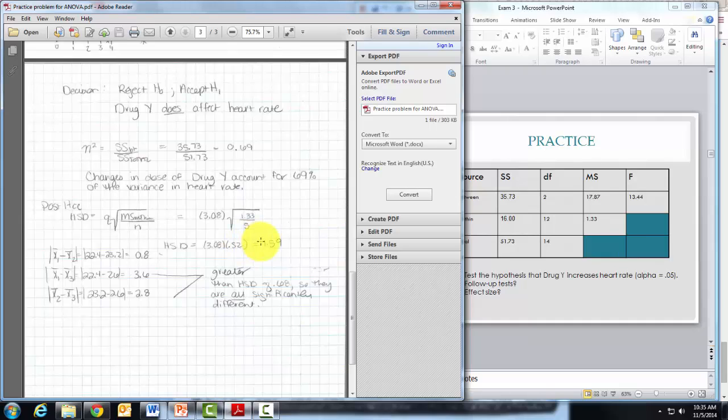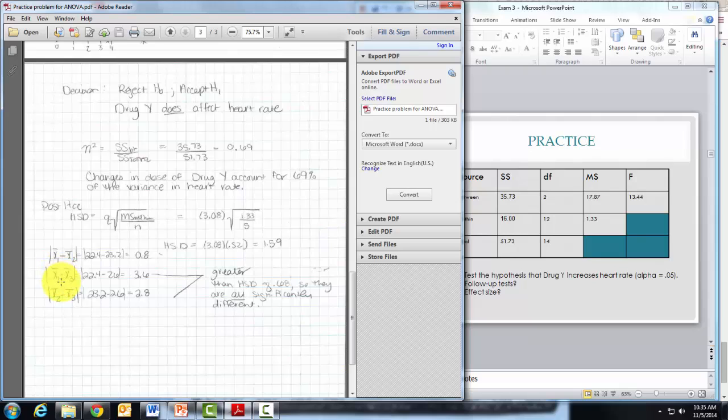Is it equal to or greater than that? No, it is not. So that tells us that the heart rate is not significantly different between people who got the placebo and people who got 100 milligrams. Okay?